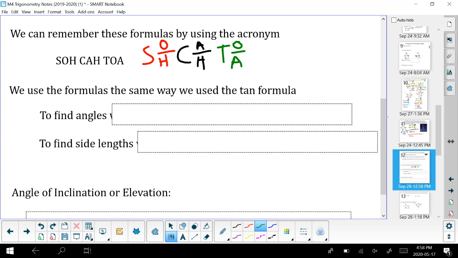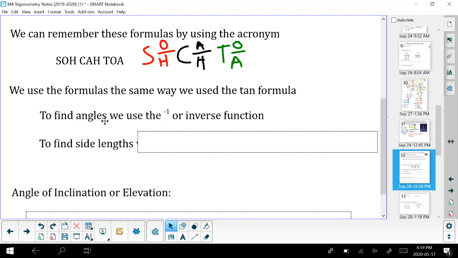Regardless of what type of memorization device you use to help you memorize these, oftentimes your teacher will provide you with a formula sheet anyways. This is one of those things that even my own friends will still remember 15, 20 years out of high school. So chances are you probably won't forget SOHCAHTOA even years and years after you've used it for the last time. We can use these formulas the same way we use the tangent formula.